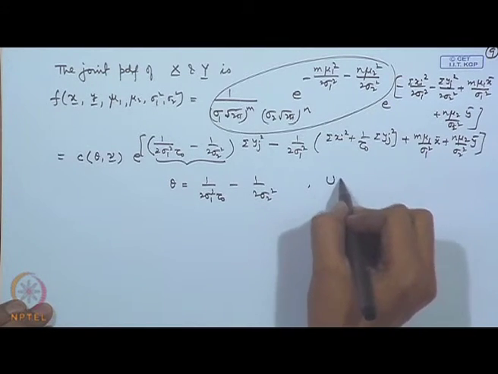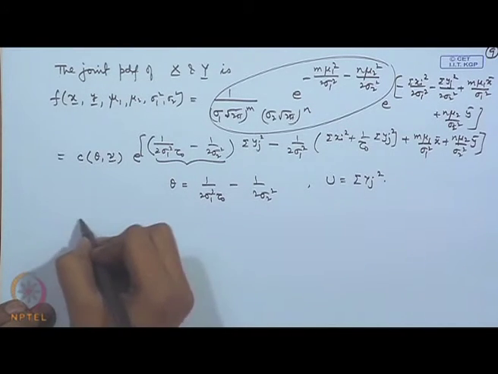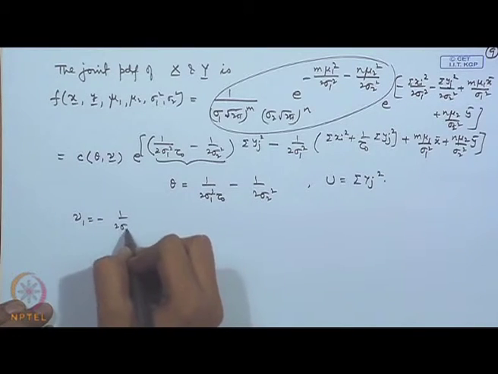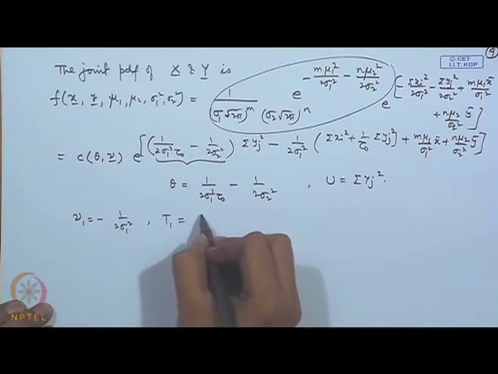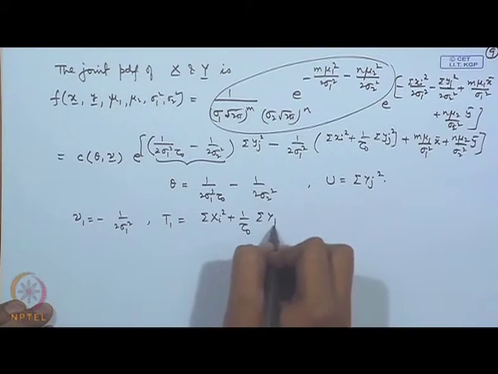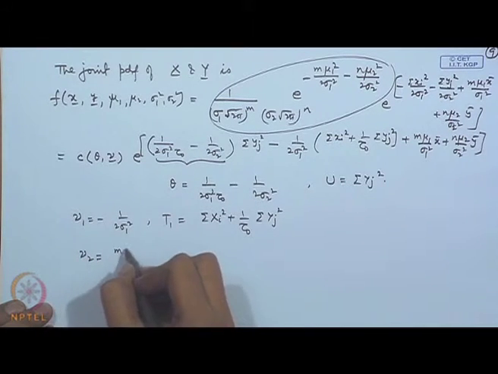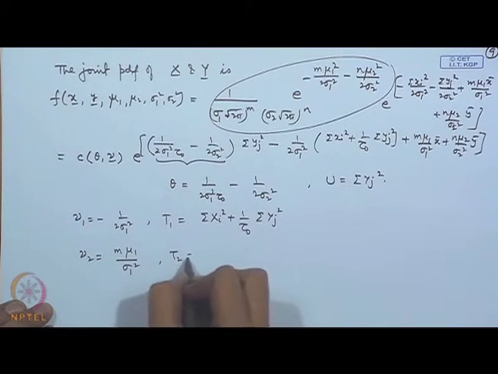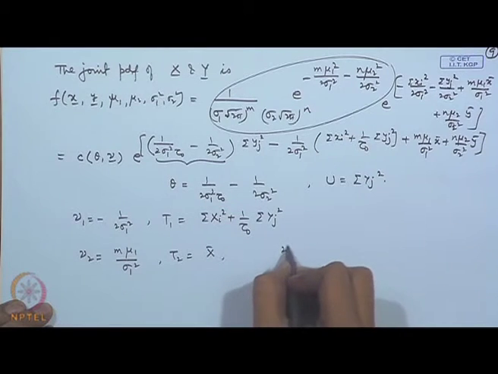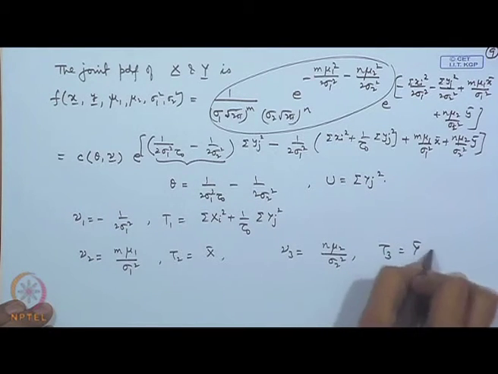So, u is equal to sigma y j square. Nu 1 is equal to minus 1 by 2 sigma 1 square. So, T 1 is equal to sigma x i square plus 1 by tau naught sigma y j square. Nu 2 is equal to m mu 1 by sigma 1 square. So, T 2 is equal to x bar. Nu 3 is equal to n mu 2 by sigma 2 square. So, T 3 is equal to y bar.